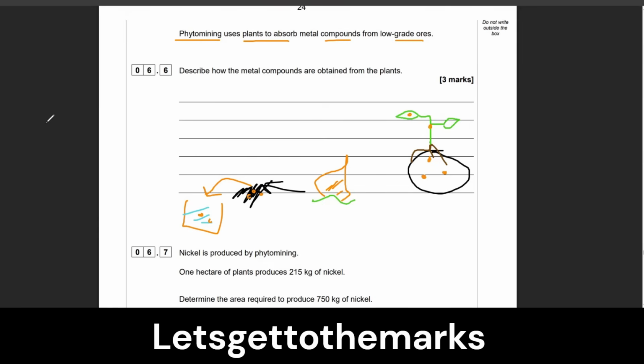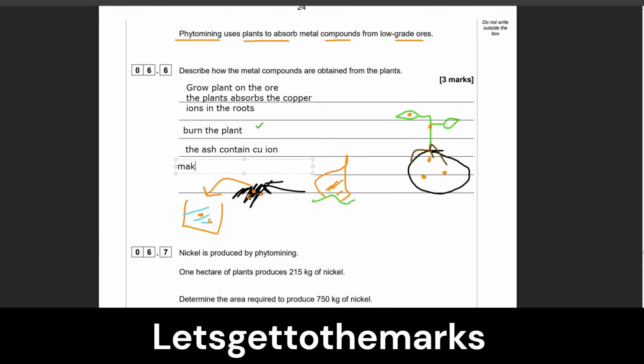I need to put this into words. So, describe how metal compounds are obtained from plants. So we say grow plant on the ore. The plant absorbs the copper ions in the roots. We're then going to burn the plant. They've already said this, so I'm not going to get any marks for that, but I am going to say burn the plant. Woo! That gets me a mark. The ash contains copper ions. Cu is the elemental symbol.